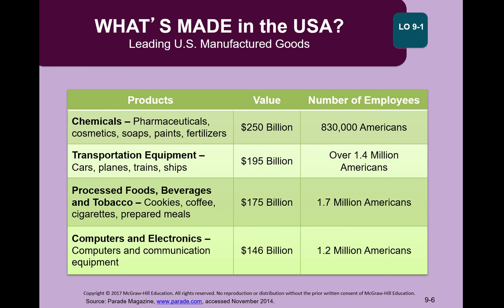What else do we make? Well, we make planes, cars, and trains, just like Lockheed over here in Palmdale. That would be transportation equipment. We make processed foods, beverages, and tobacco. Those are your consumable goods that you eat, and computer electronics. And remember, you might think, what about Facebook? Well, this is in manufactured goods, okay? So those are your PCs, your microchips, things like that.